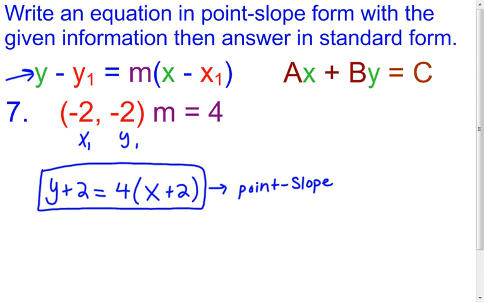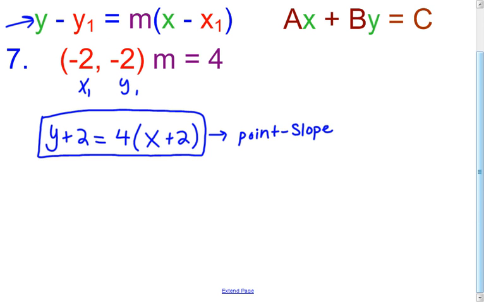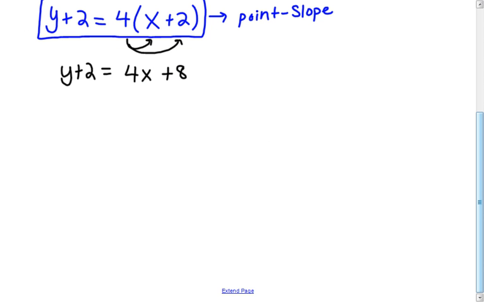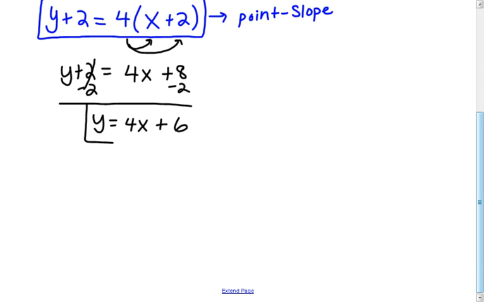Then I want you to get it into standard form. Honestly, to get it into standard form, you have to get it into slope-intercept form first. Okay, so we learned that in the last lesson, and we will just continue that here. So I need to distribute this 4 through now. So I have 4 times x, which is 4x, and 4 times 2, which is 8. And I have y plus 2 on the left side. Still not solved for y, so I want to subtract 2. And I have y equals 4x, 8 minus 2 is 6. Okay, so this is the equation in slope-intercept form.